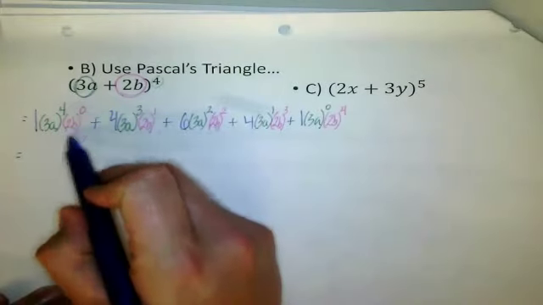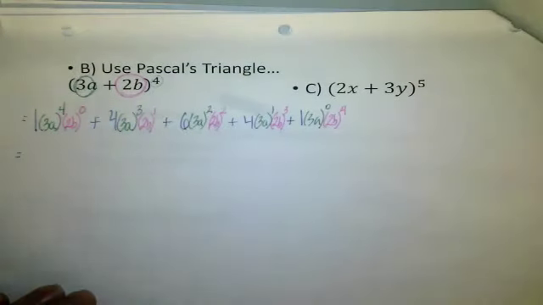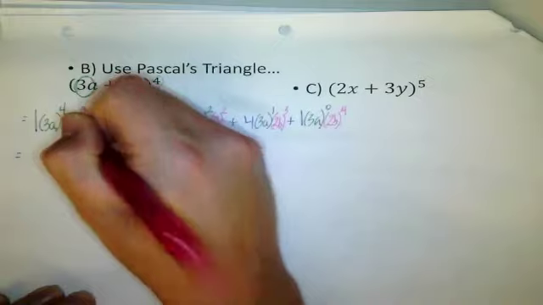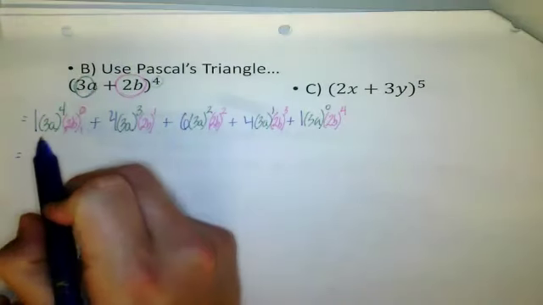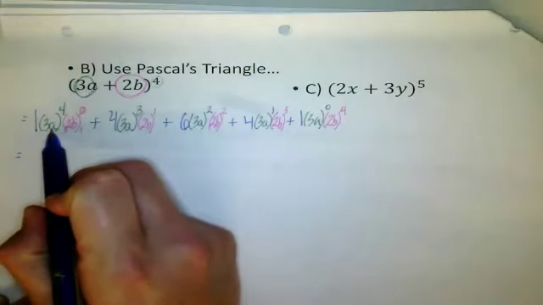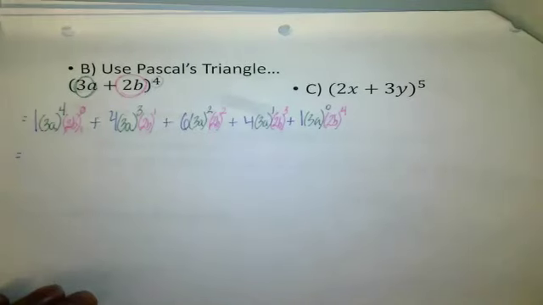What happens with 2b quantity to the 0? It's 1, so that goes away. That's nice. And I'm left with 3a quantity to the 4th. What does that mean?